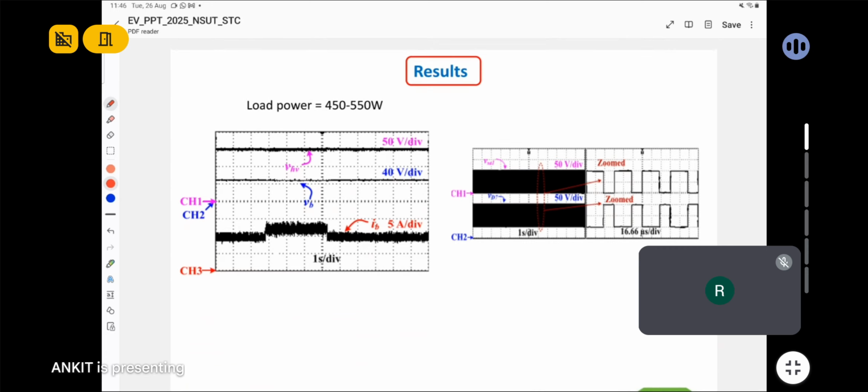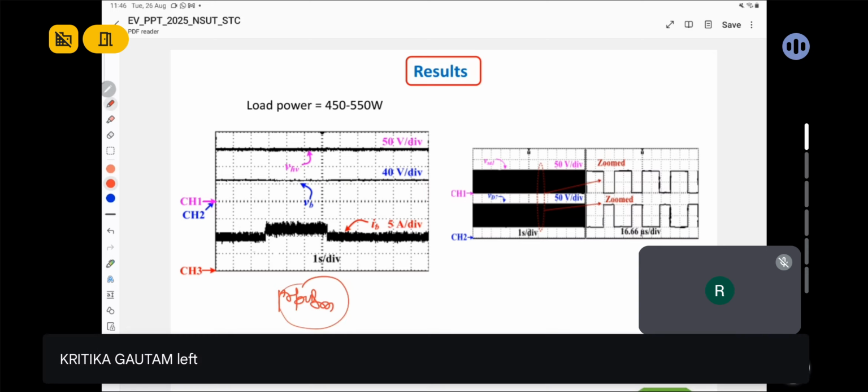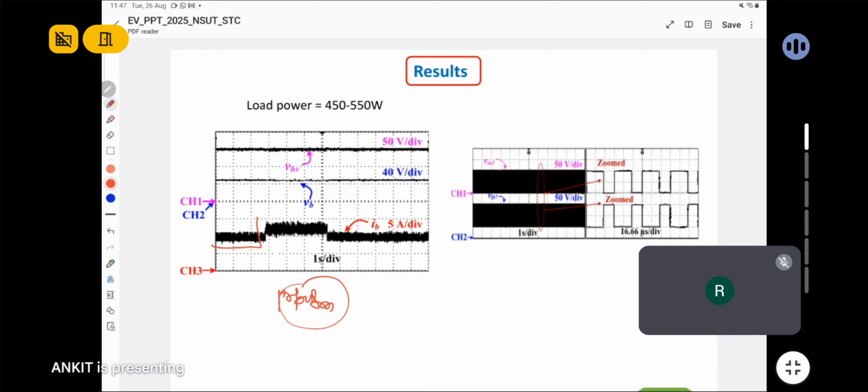Now this is the propulsion operation. In propulsion operation again, the load power varies. Whenever the load power varies, the battery will supply more power, and we are keeping the DC link voltage constant. This is the DC link voltage.